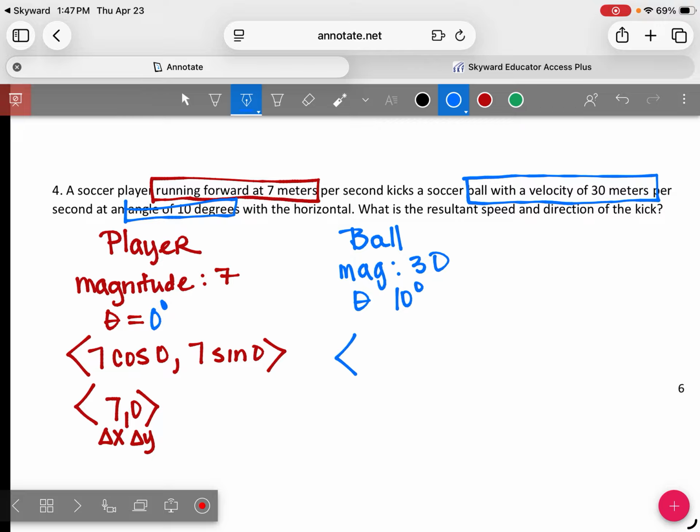Okay, for the ball, you're going to take 30 cosine 10, 30 sine 10. Now, to be consistent, we're just going to do everything to the thousands place because that's what I did on my answer key. Go ahead and type that in so you can get your component for the soccer ball.